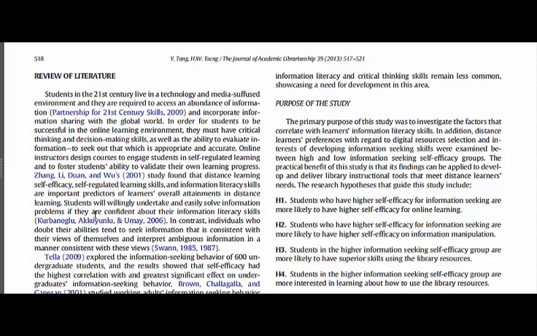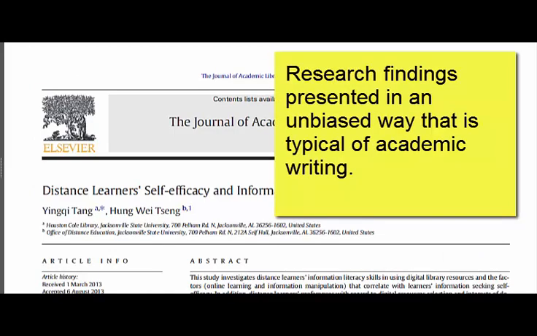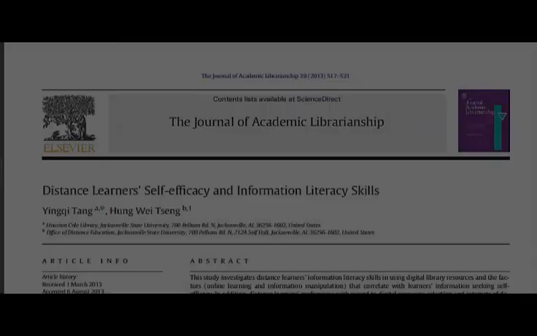However, this is not a limitation because the purpose of the article is to inform and not to debate opposite viewpoints on the topic. We can summarize our observations by saying that the article presented the research findings in an unbiased way that is typical of academic writing. A rating of 9 out of 10 is given in this instance.